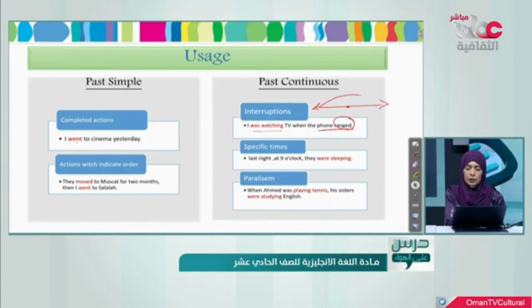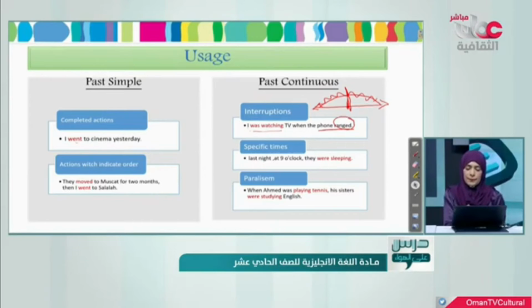Look at this: this is watching TV here, watching TV. The phone rang could be at this point. So the phone rang is the interruption, and the normal or main situation is watching TV.